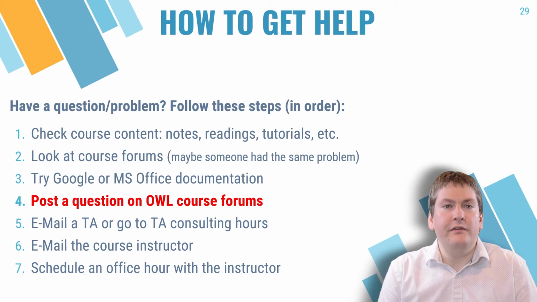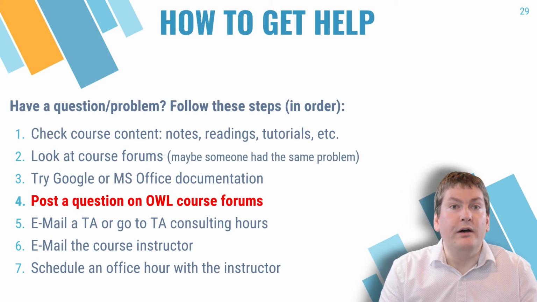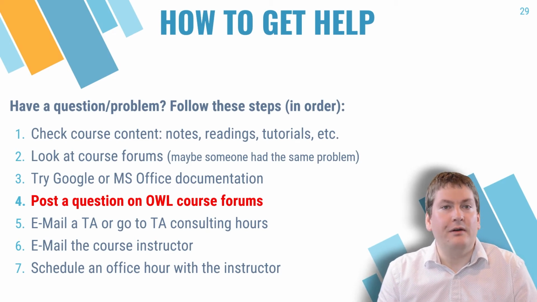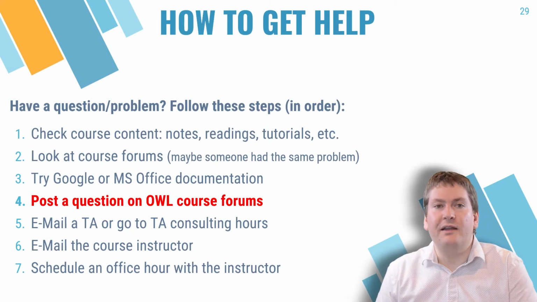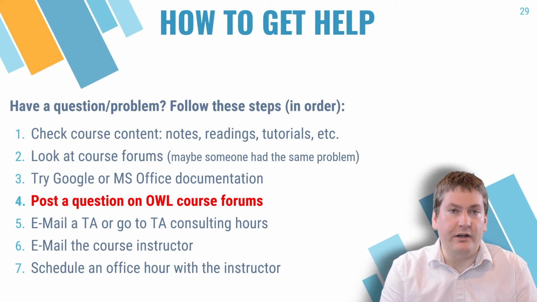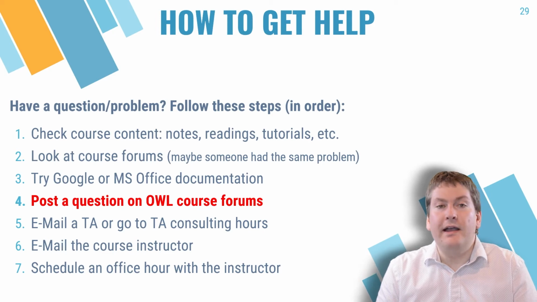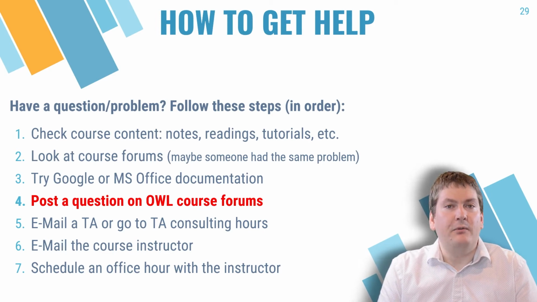If those don't work, then post on the OWL forums. That could also get you participation points if no one's posted about that before, and it's a good question. If that doesn't work, usually it will, because I'll be keeping a close eye on the course forums and respond to you. But if for some reason that doesn't work, or it's more personal just to your assignment, you could then move on to asking a TA for their email, whose contact information will be posted on the OWL site soon, or going to a TA's consulting hours. If that doesn't work, you can email me, and finally, you can schedule an office hour with me.